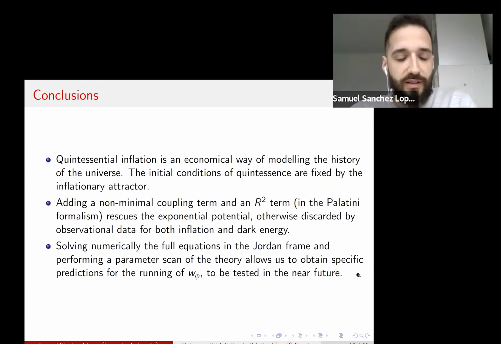So just as a summary, quintessential inflation is an economical way of modeling the history of the universe. The initial conditions of quintessence are fixed by the inflationary attractor. Adding a non-minimal coupling term and an R-squared term in the Palatini formalism rescues the exponential potential, which is otherwise discarded by observation. And solving the equations of motion in the Jordan frame allows us to obtain specific predictions for the running of the barotropic parameter of the field, and this will be tested in the near future. Thank you for your attention.